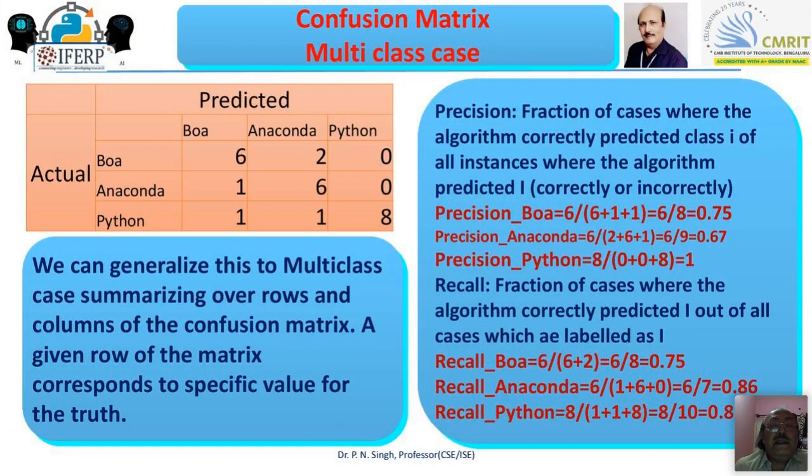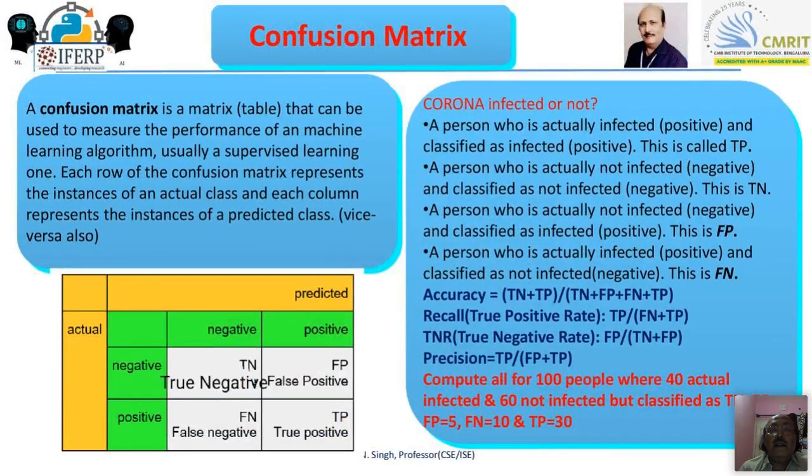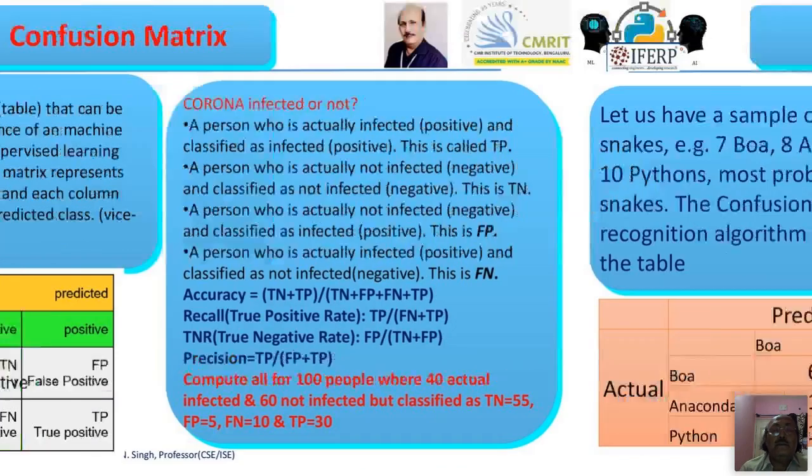So again, we did the multi-class case: how to compute the precision of boas, how much correct it is, the precision of anaconda and the precision of python. And recall, again recall of anaconda and recall of python. The formula I have given already in the previous slide, how the recall is, yes, here, recall is the true positive rate, and true negative rate and positivity is this one.